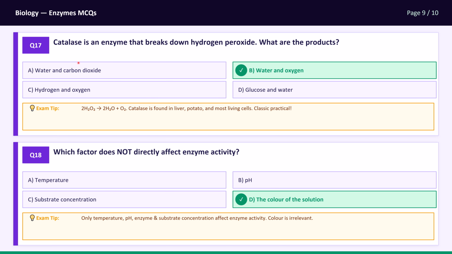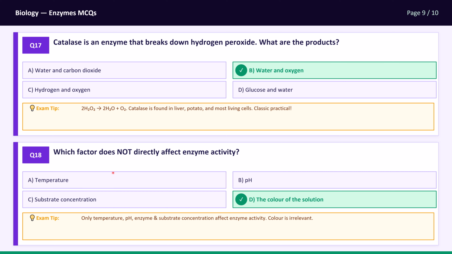Question 17. Catalase is an enzyme that breaks down hydrogen peroxide. What are the products? Option A, water and carbon dioxide. Option B, water and oxygen. Option C, hydrogen and oxygen. Option D, glucose and water. And the correct option is option B, water and oxygen. Exam tips: hydrogen peroxide breaks down into water plus oxygen. Catalase is found in liver, potato and most living cells. Classic practical.